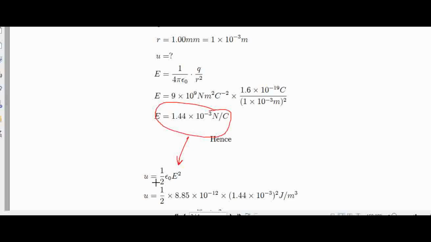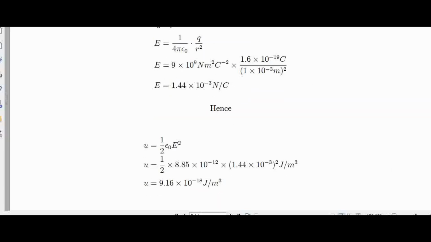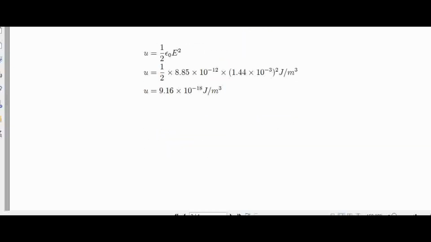So we'll get u is equal to 1 over 2, epsilon0 is 8.85 × 10⁻¹², and E is 1.44 × 10⁻³ that we just calculated. So just simplify it. The unit will be joule per meter cube because the energy density is joule per meter cube. When you simplify it, the answer comes out to be 9.16 × 10⁻¹⁸ joule per meter cube. So this is the energy density at 1 millimeter radial distance for the electron treated as a stationary point charge.